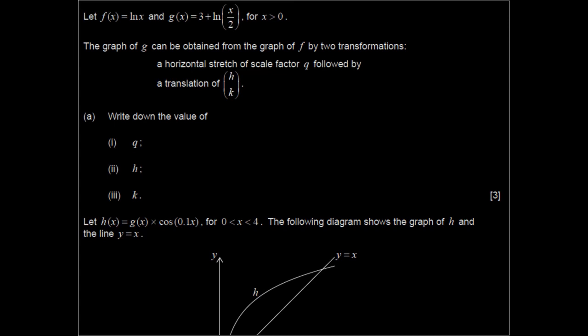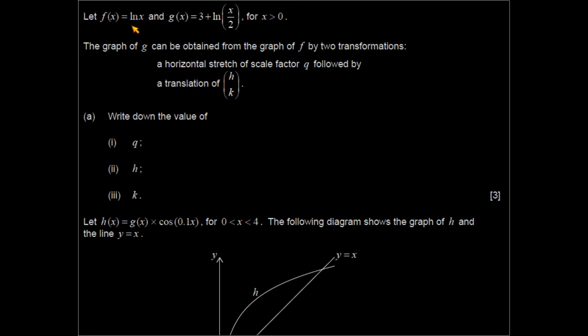This question says, let f of x equal ln x and g of x equal 3 plus ln of x over 2 for x is greater than 0. Then it says the graph of g can be obtained from the graph of f by two transformations: a horizontal stretch by scale factor q, followed by a translation of h and then k. So question A says write down the value of q, and then h, and then k.